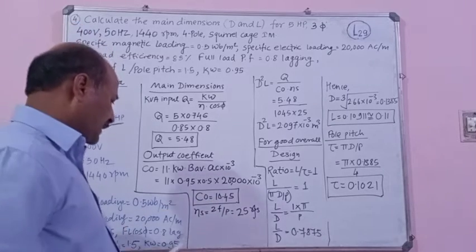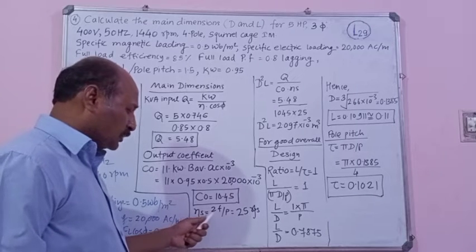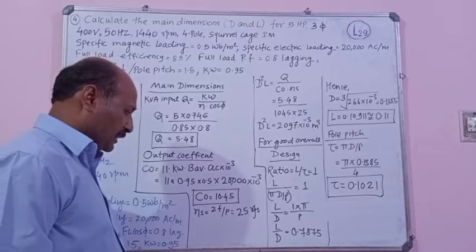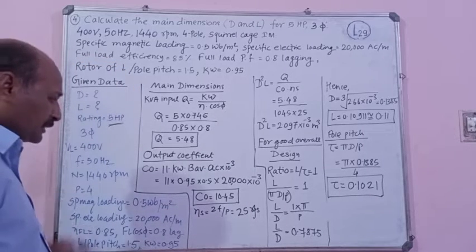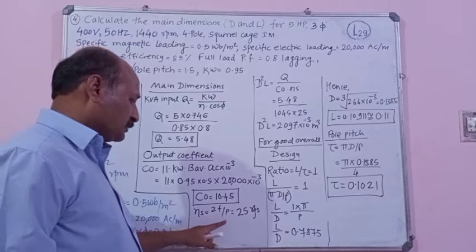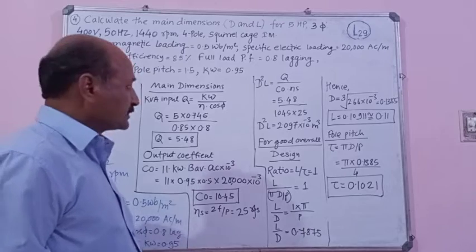So what is our next thing? Next thing is to calculate the speed in RPS. How will you calculate? 2 into F divided by P. The number of poles is given, equal to 4, F equals 50. So you will get the speed in RPS equals 25 RPS.